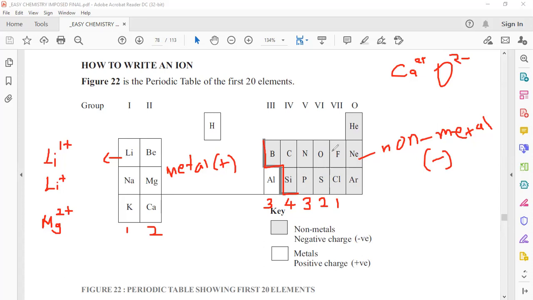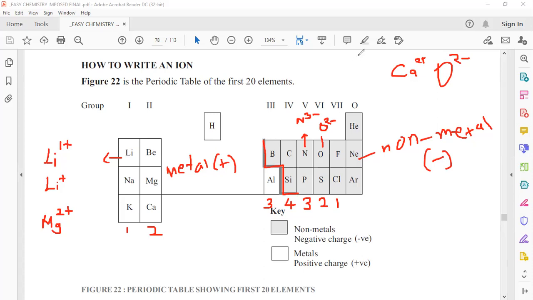If you come to the non-metal side, for example, nitrogen, it becomes N. The valence number is 3. It's on the negative side, so you put a negative charge. Oxygen becomes O. The valence number is 2. Then negative charge. So that is the oxide ion. That is how we come up with the formula of ionic symbols.